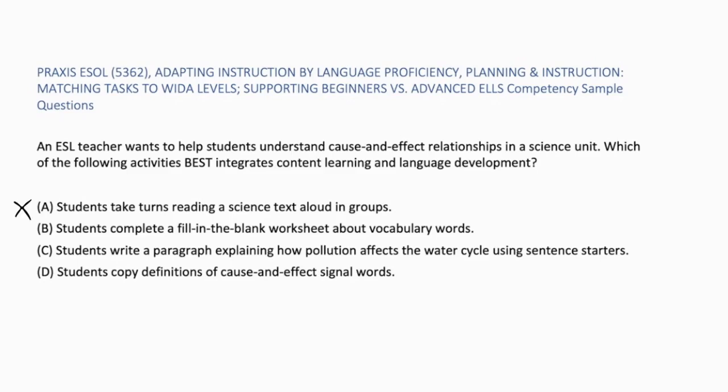A, students take turns reading a science text aloud in groups, is incorrect. This supports pronunciation and fluency, but lacks depth in academic content processing or productive language use. B, students complete a fill-in-the-blank worksheet about vocabulary words. Vocabulary reinforcement is helpful, but isolated tasks like this don't integrate content or higher-order language skills. D, students copy definitions of cause and effect signal words. Copying is low-level recall and doesn't require application or interaction with academic content.